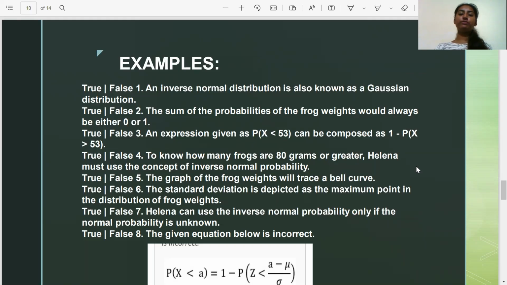To know how many frogs are 80 grams or greater, one must use the concept of inverse normal probability. The graph of frog weight will trace a bell curve. The standard deviation is displayed as the maximum point in the distribution of frog weights. Helena can use the inverse normal probability only if the normal probability is nil. The given equation below is incorrect.